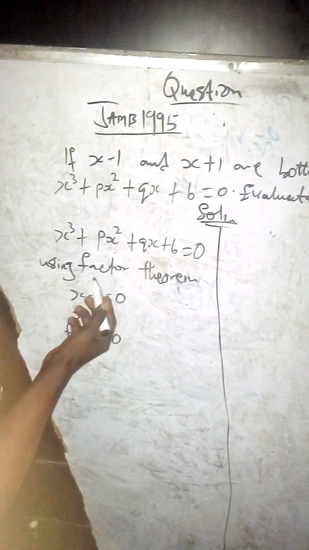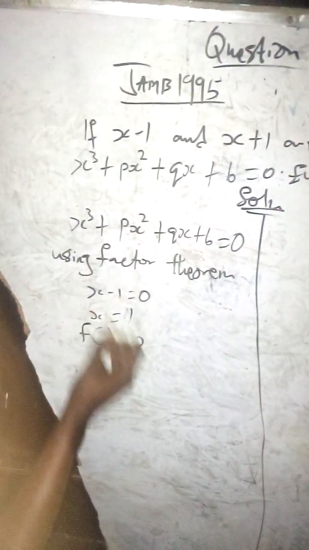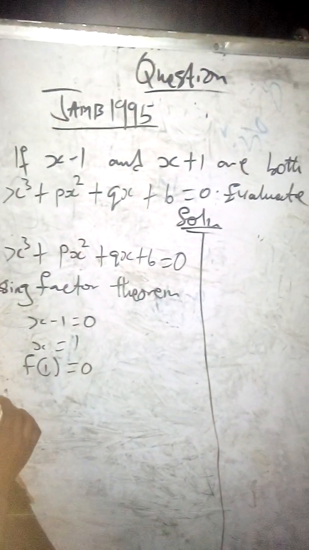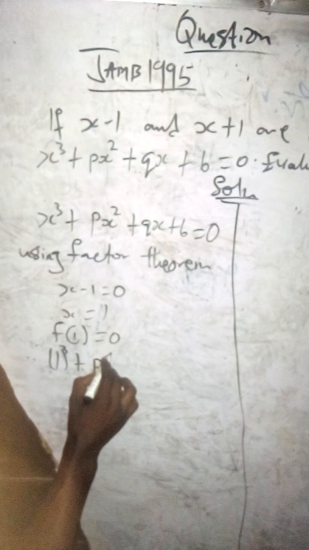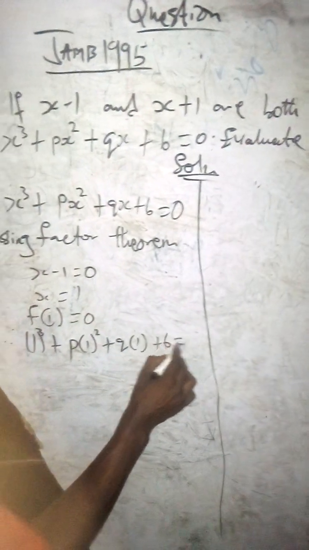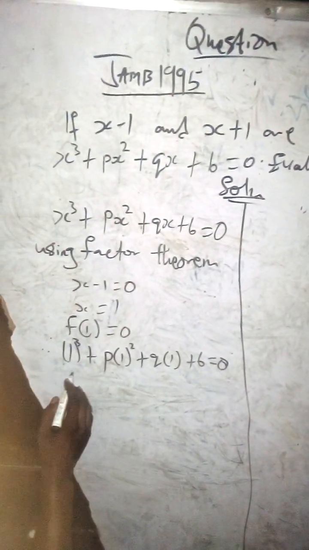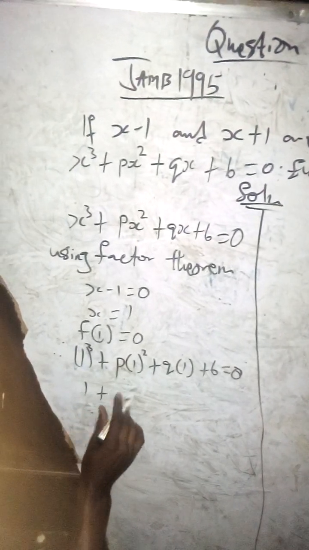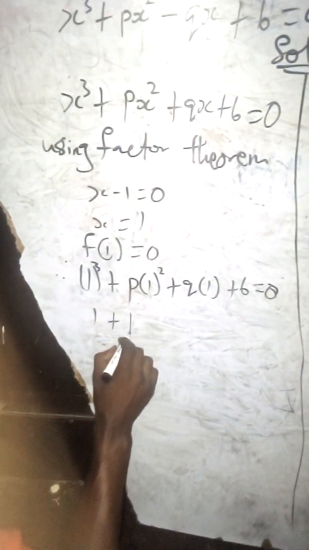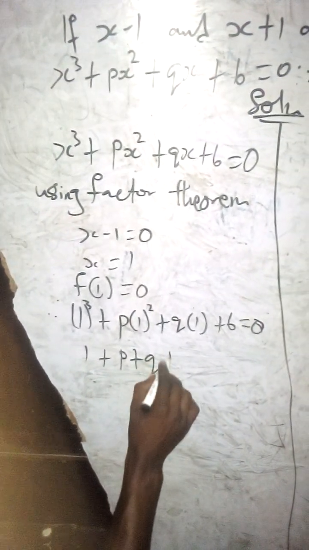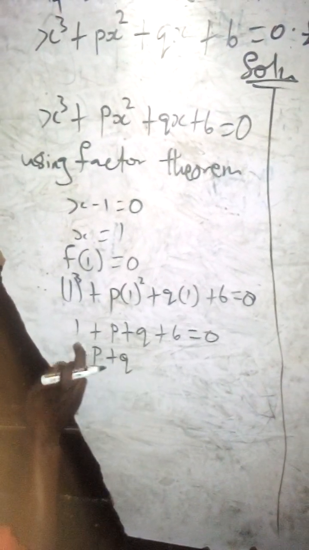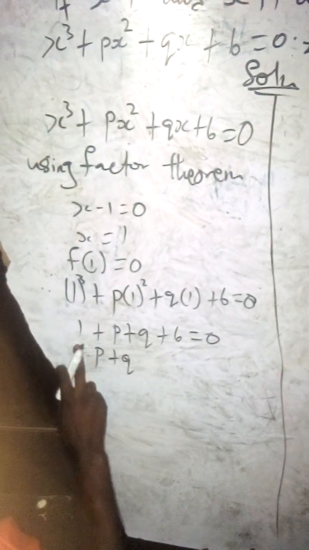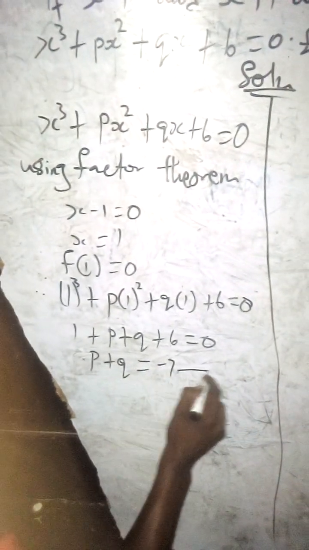Now let's replace this x here with 1 that we have. We now have therefore 1 cubed plus p into bracket open 1 squared plus q into bracket open 1 plus 6 equals 0. 1 cube will give you 1 plus 1 square will give you 1, and 1 times p will give you p plus q times 1 will give you q plus 6 equals 0, which is p plus q, 1 plus 6 will give you 7. When the 7 crosses the sign of equality, it becomes minus 7. Let's call this our equation 1.